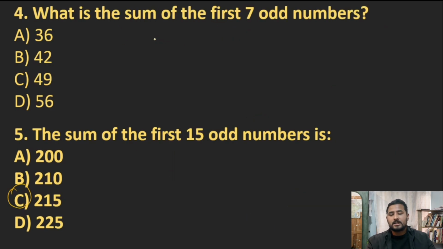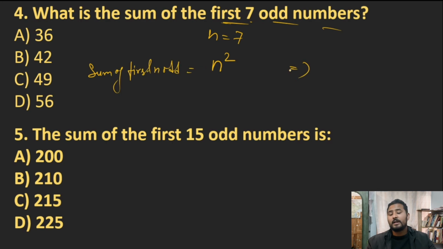Now let's see what is the sum of the first 7 odd numbers. Very easy. Whenever you have to find the sum of the first n odd numbers, let us take n equal to 7 here, because it's given here. The formula is n square: the sum of the first n odd numbers will be n square, which means our n is how much? 7. So 7 square is 49. The answer will be option number C.